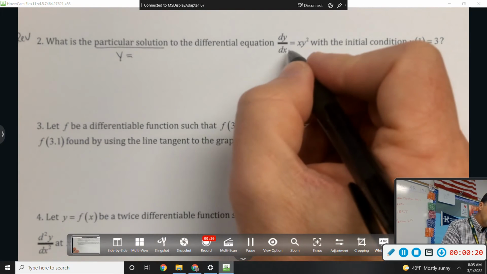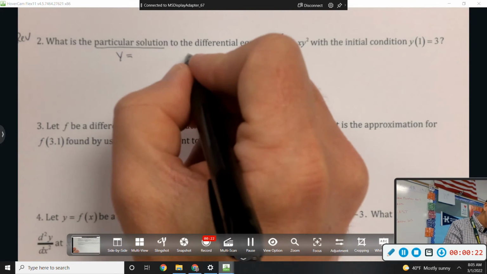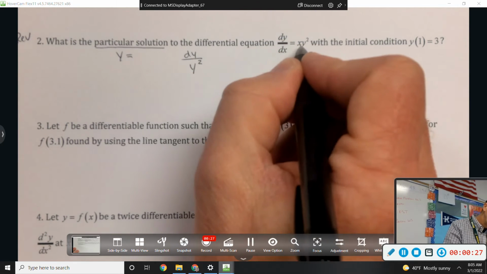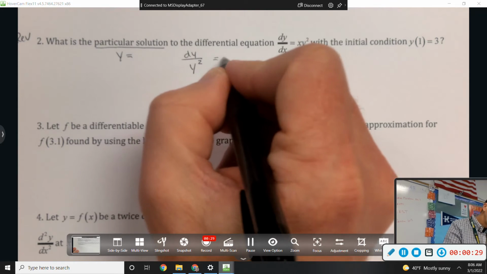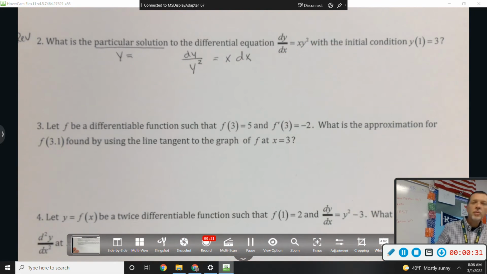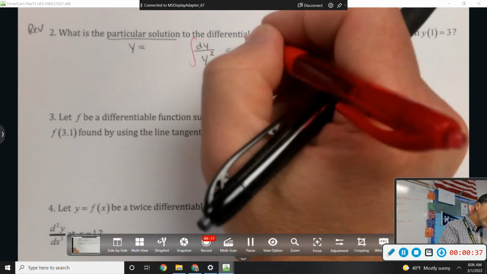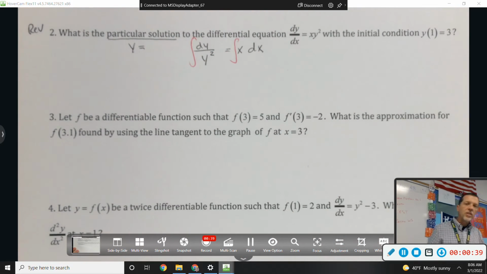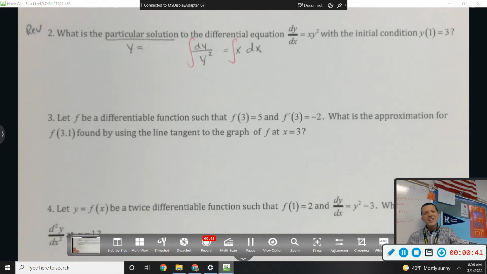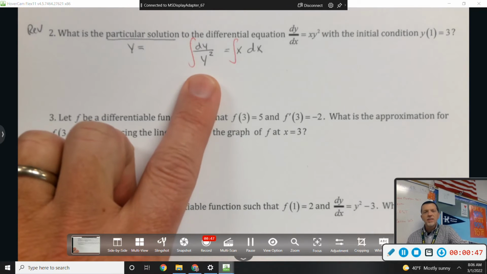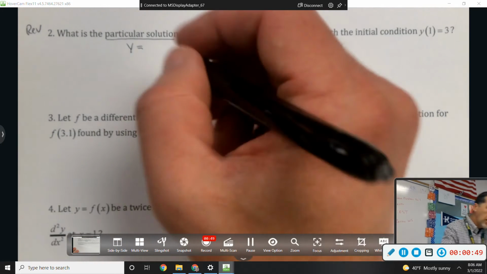Okay, well, let's separate variables. So using our algebra skills, we'll divide both sides by y squared, multiply both sides by dx to separate the variables. I got all my y stuff on one side, all my x stuff on the other side. I kind of don't like the left-hand side. What would be an easier, better way to rewrite that? Yeah, let's rewrite that as y to the negative 2.